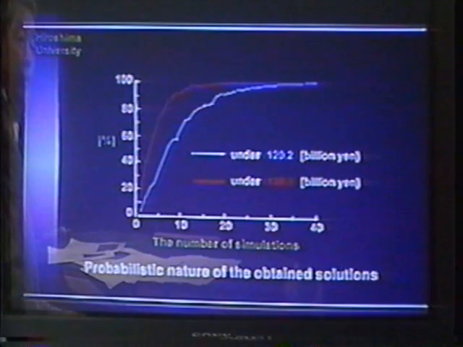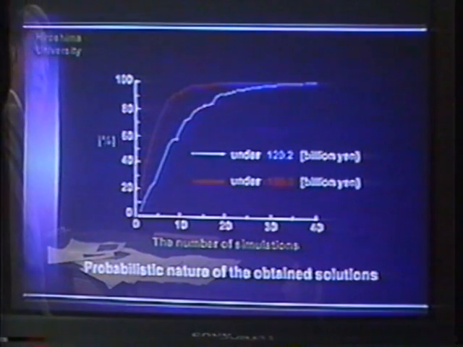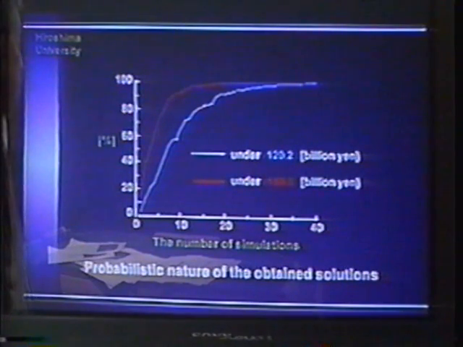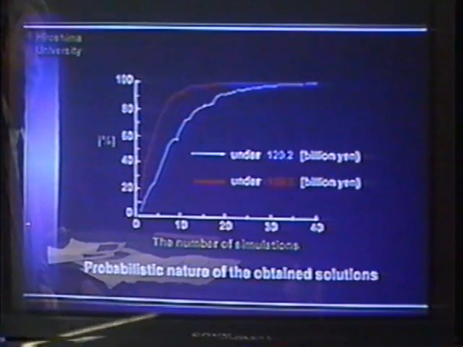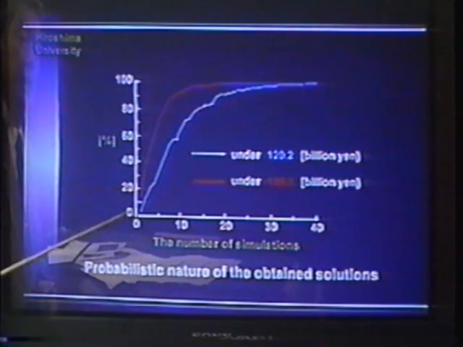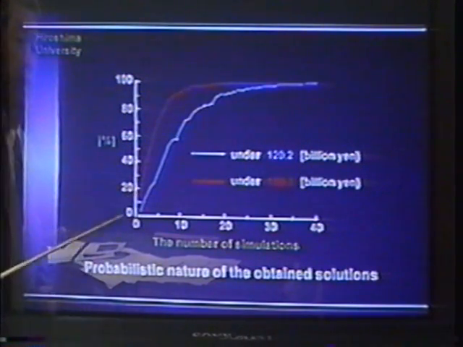Okay, of course, this depends on the probabilistic nature, because we prepared the initial values by random number generators, and maybe the first one gets it, but this is a probabilistic nature of the solutions.